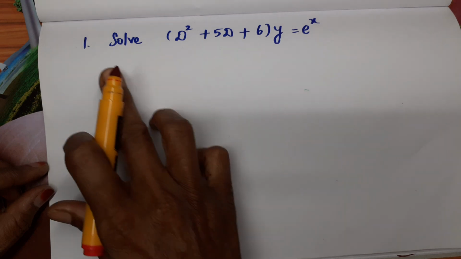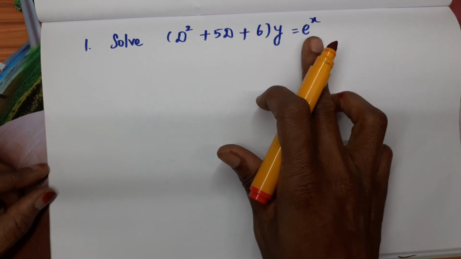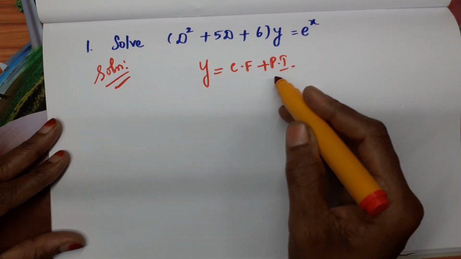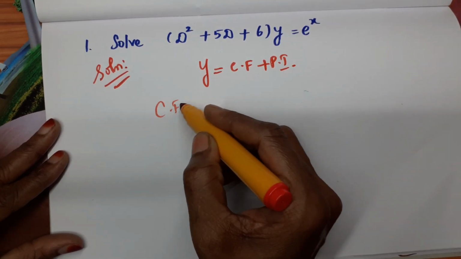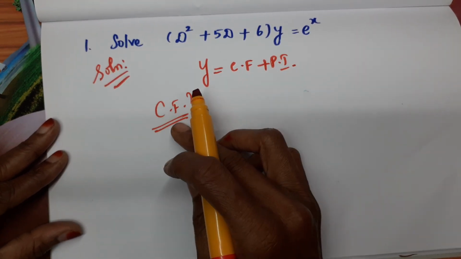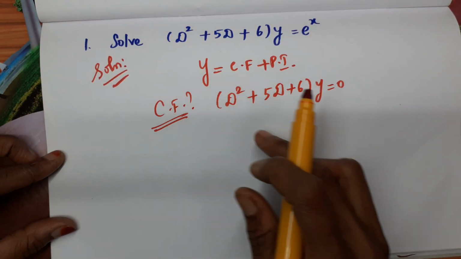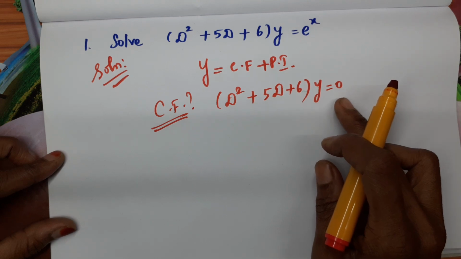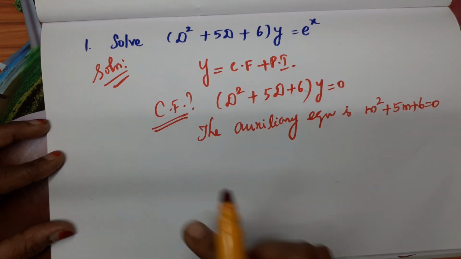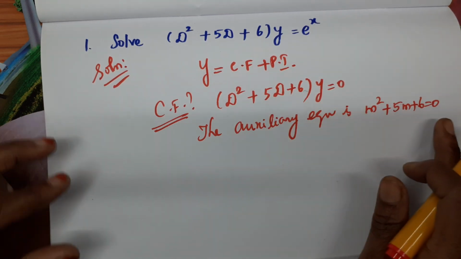This is the first problem. We are going to solve (D^2 plus 5D plus 6) into y equal to e^x. The general solution is y equal to CF plus PI. How to find CF first? Already in my previous video I explained how to find CF, but anyway we are going to do it now. If we take the given equation equal to 0, what's the first thing we have to do? We have to write the auxiliary equation, replacing D by m. So m^2 plus 5m plus 6 equal to 0.